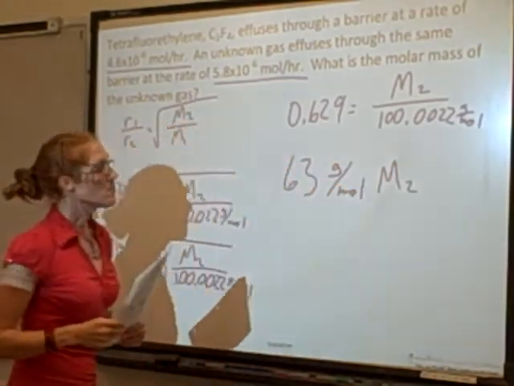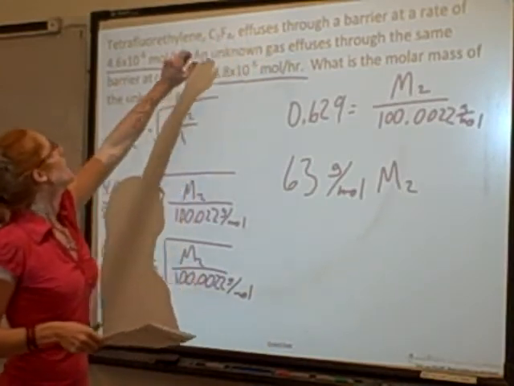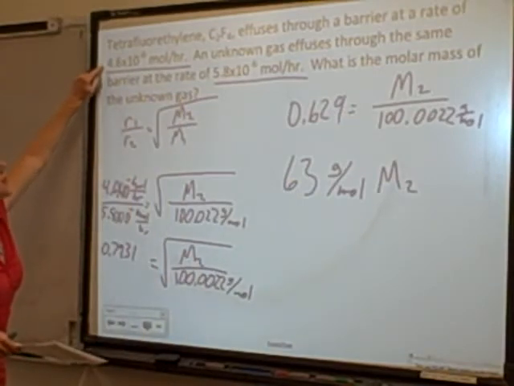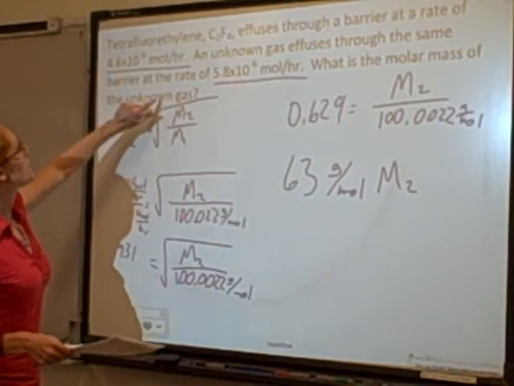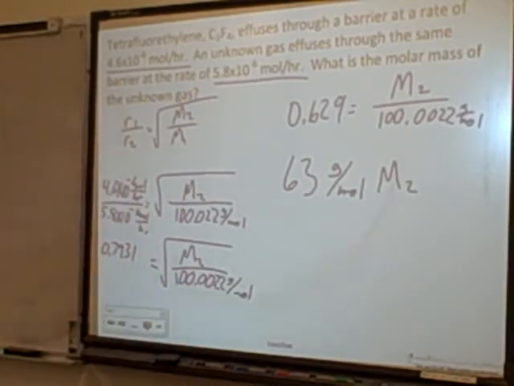Okay, so the C2F4 weighed 100 grams per mole and effused this fast. The unknown thing was smaller and it effused faster. So those seem like reasonable answers to me, so I'm happy and therefore done.